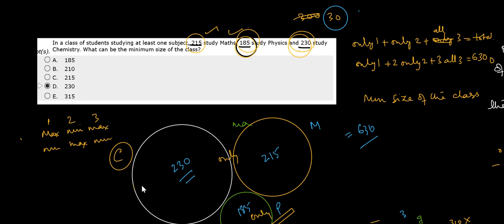Okay. That means notice here that only 2 is 0 and all 3 is also 0. So only one. People are studying only one subject, right? So this is 0, this is 0. So therefore only one becomes equal to 630. Clear? Yes, sir.